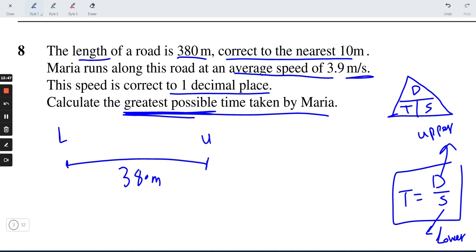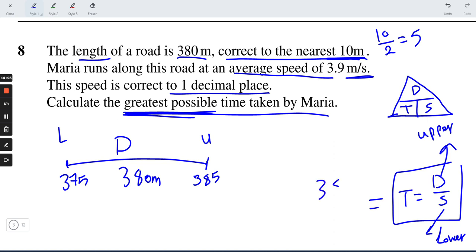For the upper bound and lower bound, we should subtract and add. We will use 5, because here correct to the nearest 10 meters, it means we have to have half of 10, which is equal to 5. So subtract 5 from 380 and add 5 to 380. So here as upper we'll get 385, as a lower bound we'll get 375. This is distance, and we know for time to be greatest, we needed distance to be upper, so we will take 385.